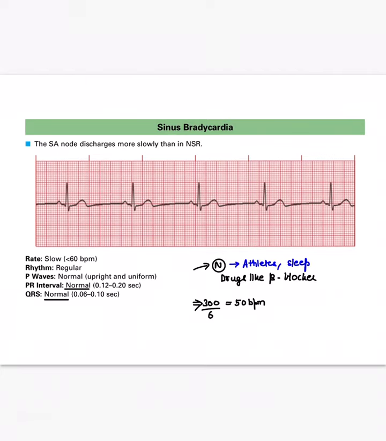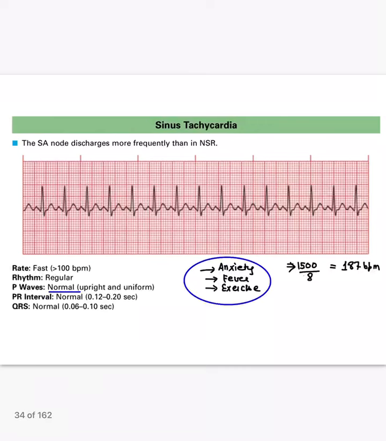Bradycardia, when it's normally lower in athletes, when you are sleeping, or when you are on drugs like beta blockers. Now calculate. I think it's well understood. If this value increases, the overall value will decrease. Here the distance is 1, 2, 3, 4, 5, 6, that is 6 large squares. So it's less than 60, around 50 beats per minute. That is sinus bradycardia.